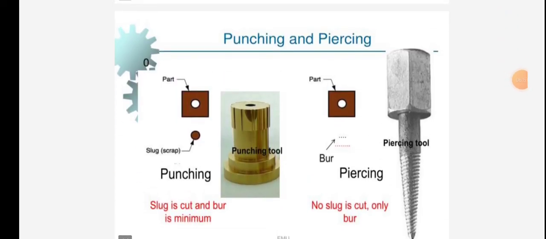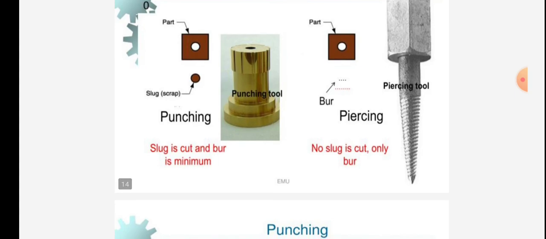Punching and piercing. Punching operation is given in the figure. Punching tool is given. Slug is formed. Slug or scrap is formed. Part is given as above. Slug is cut and burr is minimized. Part is given. Burr is given. Piercing is given. Piercing tool is given. No slug is cut, only burr.